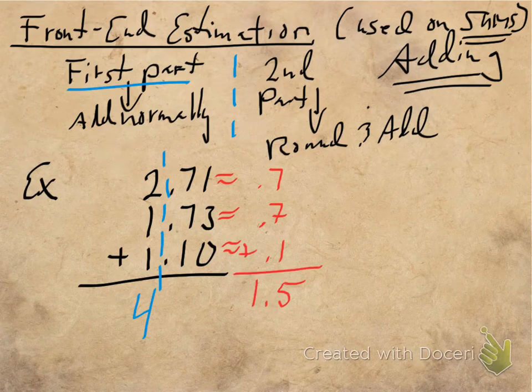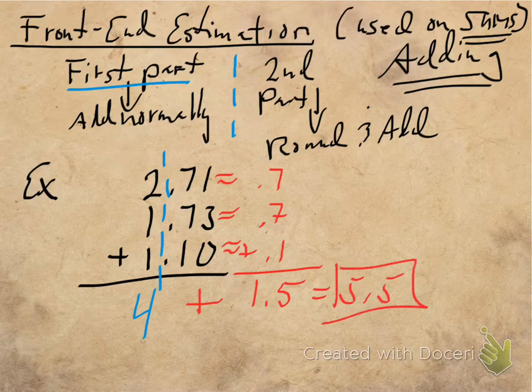All right? So I want you to notice the front end I added exactly the way it was. And the back end, I rounded first to the nearest tenth, and then I added them up. Now I put those two pieces together, and I get 5.5. That's going to be my estimate. Now, that was a little bit more work, assuredly. And actually, in this case, the numbers that I picked would have been pretty easy to just add.